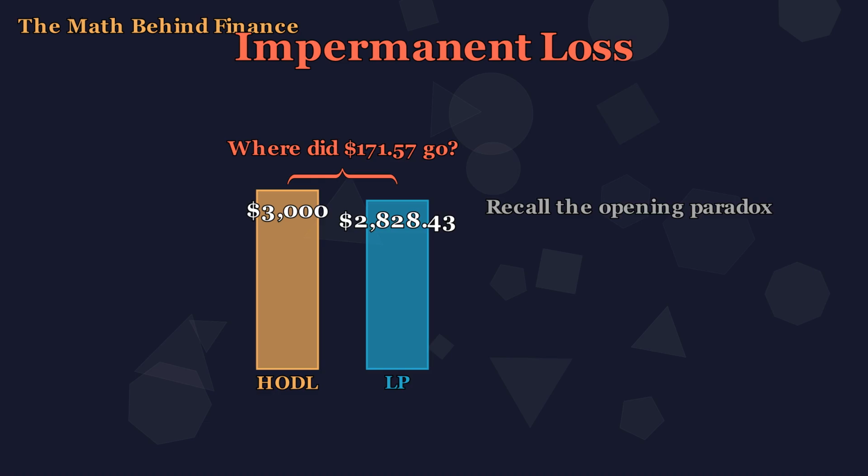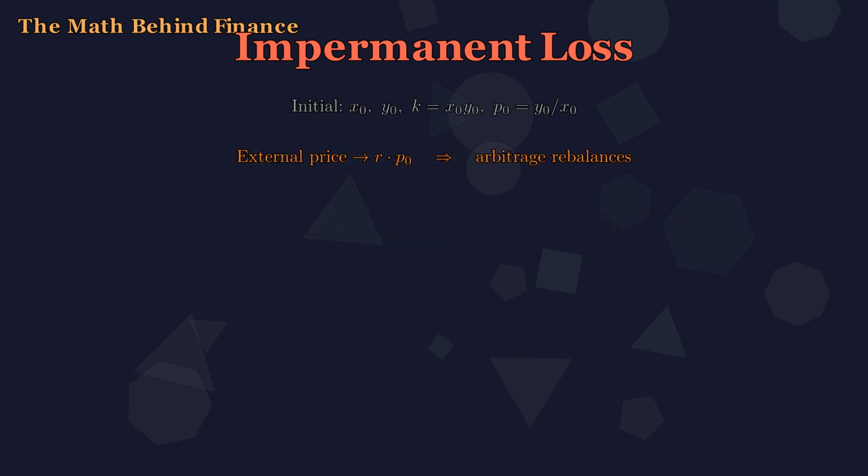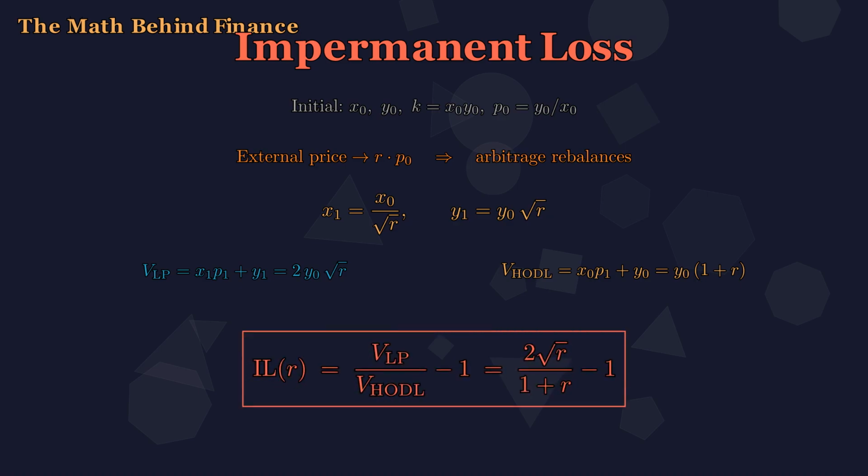When the external price moves to R times the old price, arbitrageurs rebalance the pool. The invariant xy equals k forces the new reserves to x1 equals x0 over root R, and y1 equals y0 times root R. Plug these into the pool value. LP value equals 2V0 root R. HODL value, which never traded, is y0 times 1 plus R. Their ratio, 2 root R over 1 plus R, minus 1. That is impermanent loss. Simple, unforgiving.